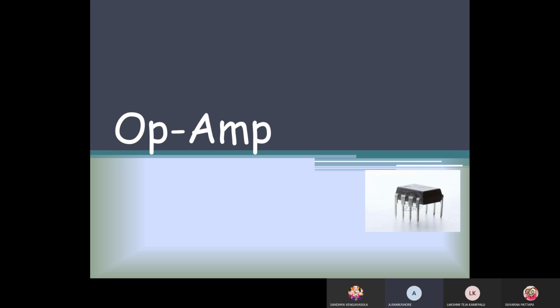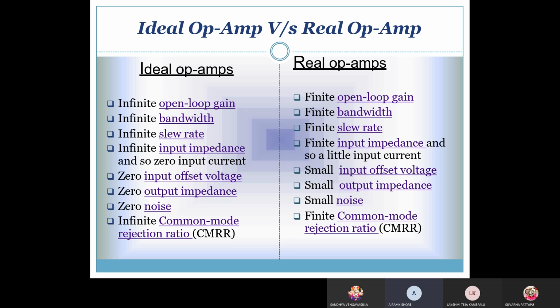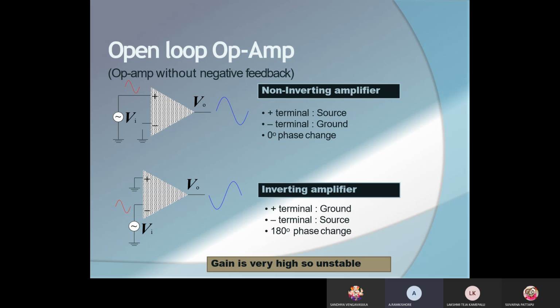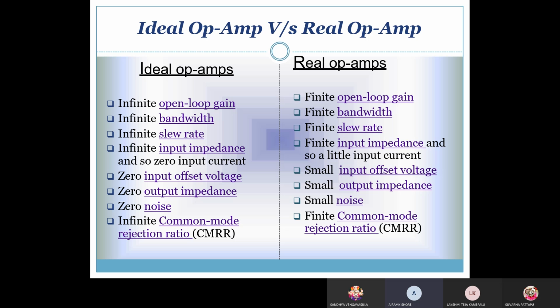We have seen in the last class what is the difference between the ideal op amp and the practical op amp. So here we are having infinite. The differences between the ideal op amp and the real op amp are as follows.